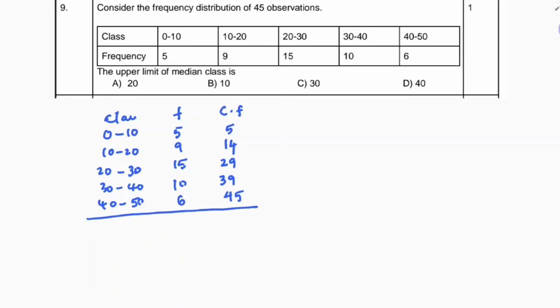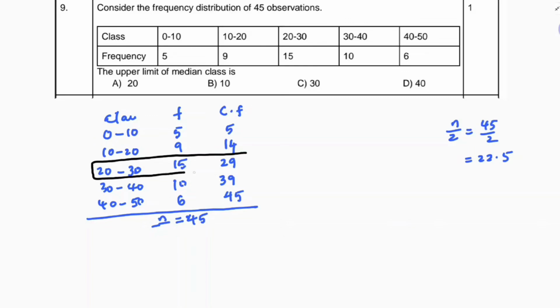So how to select the median class? In this video I'll explain again. We calculate n by 2, where n is 45. So n by 2 is 45 by 2, which is 22.5. We need to see where 22.5 falls in the CF. Here, the first class covers 1 to 5, the second class 6 to 14, and 15 to 29 you will get here. So this is your median class, and in that the upper limit is 30. So the correct option is C.